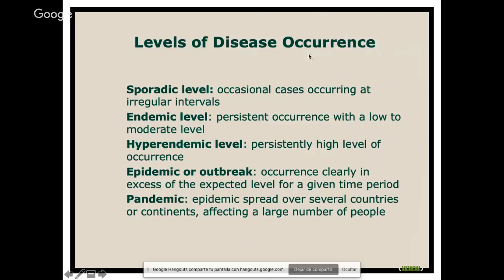The levels of disease occurrence: sporadic is occasional cases occurring at irregular intervals. Endemic level, persistent occurrence with a low to moderate level. Hyperendemic level is persistently high level of occurrence. Epidemic or outbreak, occurrence clearly in excess of the expected level for a given period. Pandemic is an epidemic spread over several countries or continents, affecting a large number of people.